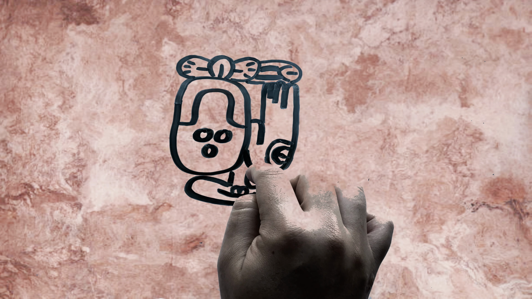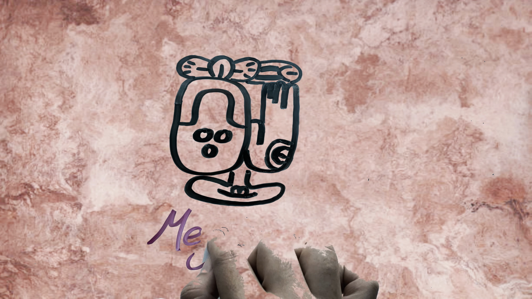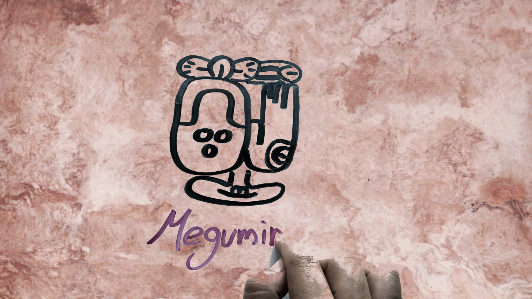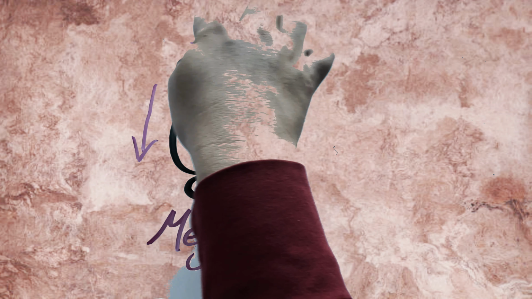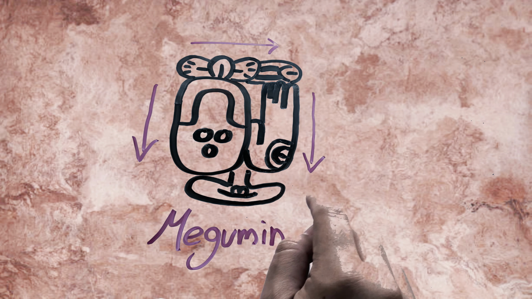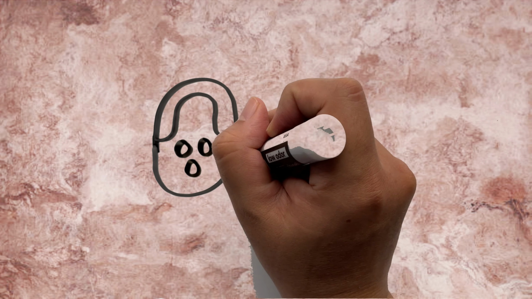What we will do is to transliterate from English language to Mayan syllabary glyphs based on phonetics. You know, just a fancy way of saying to write the word how it sounds. This is how we can write Megumin in Maya writing.